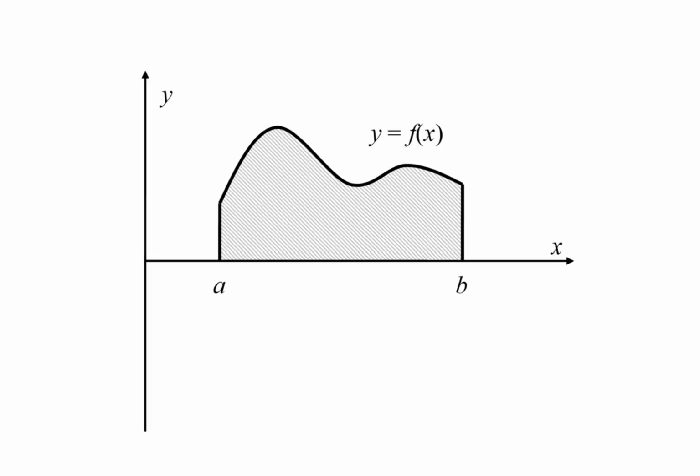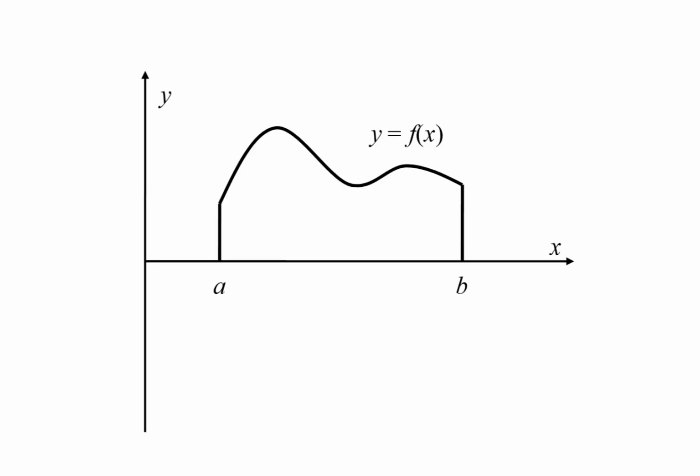A solid of revolution is formed when a region is revolved about an axis. Consider the region between the curve y equals f of x and the x-axis from x equals a to x equals b. We revolve this region about the x-axis to generate a solid.